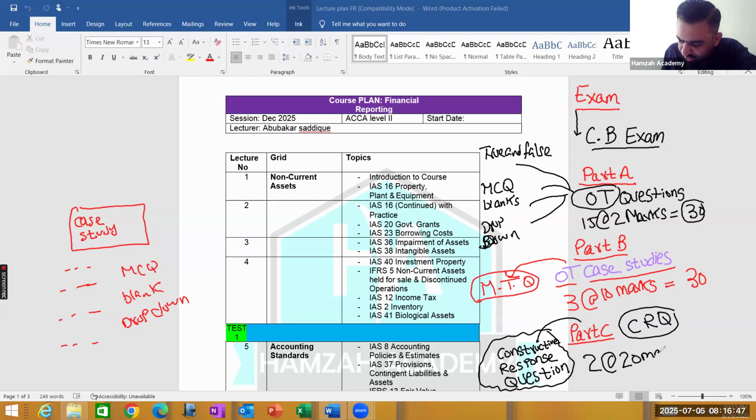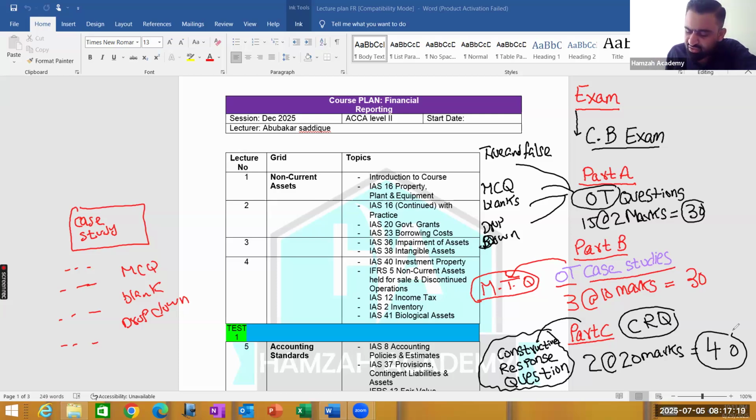will consist of 20 marks, and there will be 40 marks in part C of your exam. In part C, you will have the 40 marks. So there will be 100 marks: 30 in part A, 30 in part B, and 40 in part C.